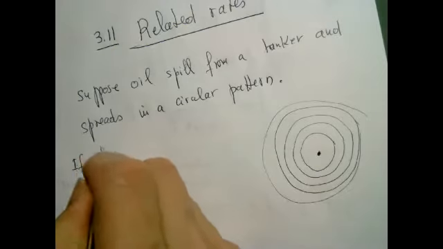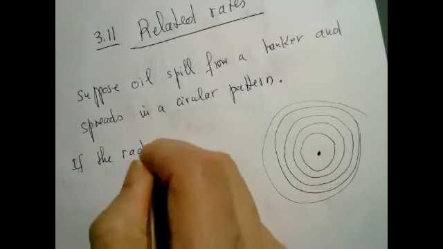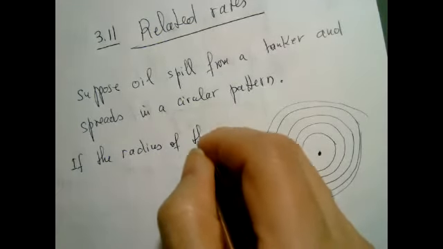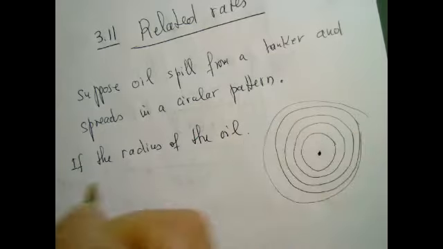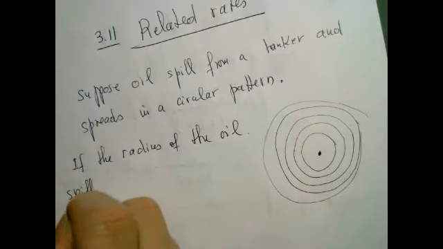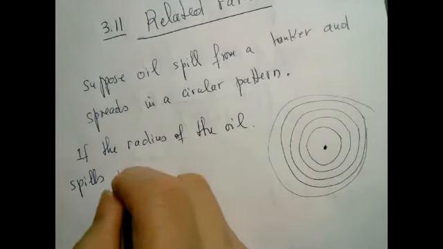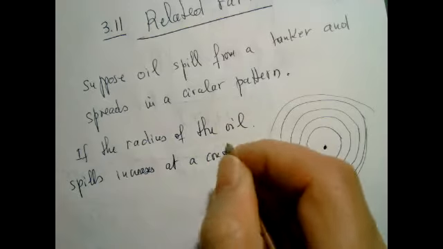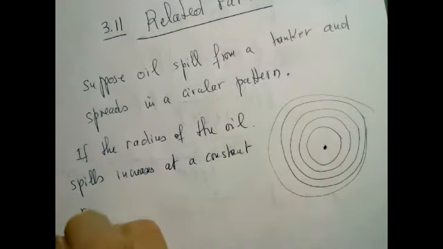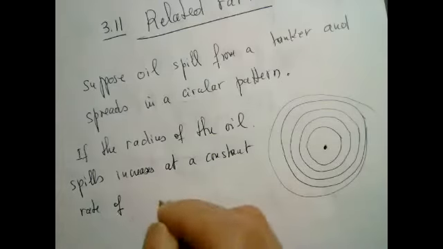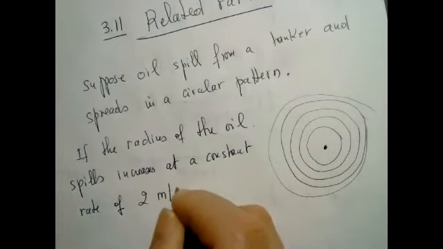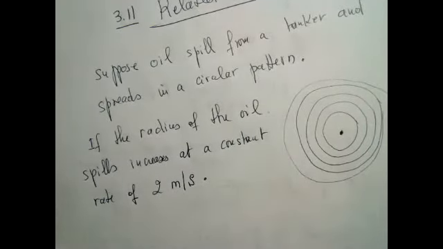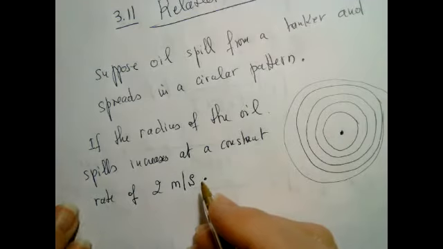Suppose the radius of the circle, so if the radius of the oil spill increases, suppose the radius increases at a constant rate of, let us say, 2 meters per second. Okay, every word is going to be analyzed in a second. And my question is the following.